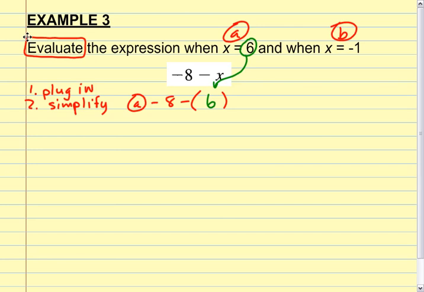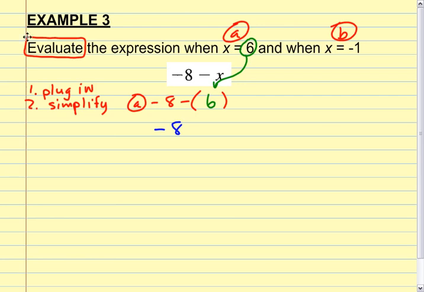Okay. Now, let me ask you this. Before we simplify that, let's rewrite it the way we would normally write it. How do we do that? Raise your hand if you can tell me, how would I rewrite this? I don't normally have parentheses right there. Let's simplify this a bit more. Christina? It would be -8 and +6.